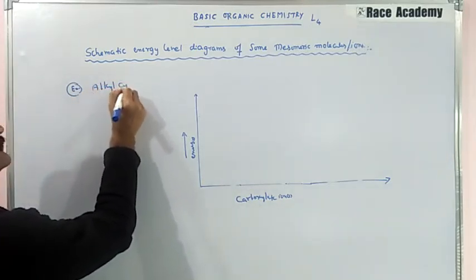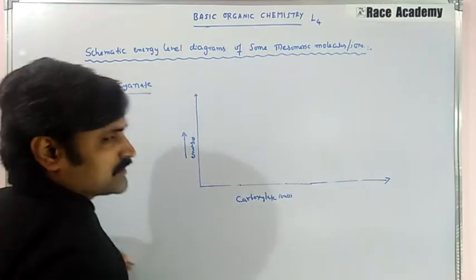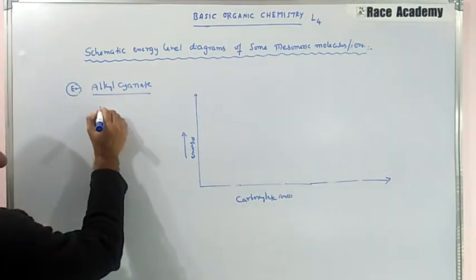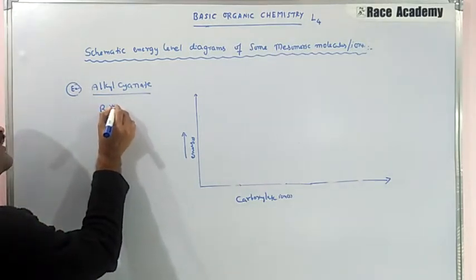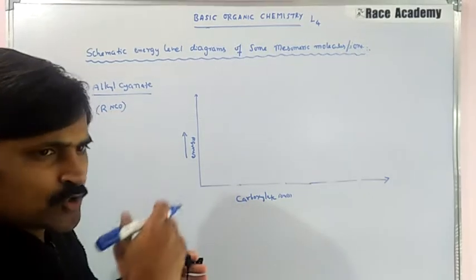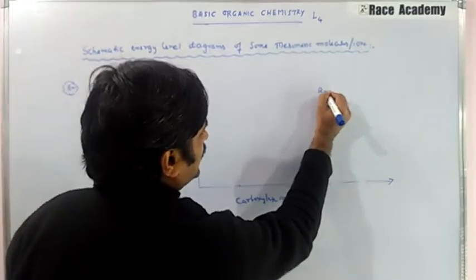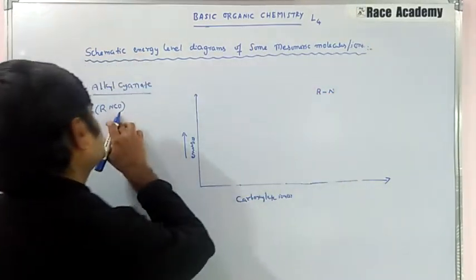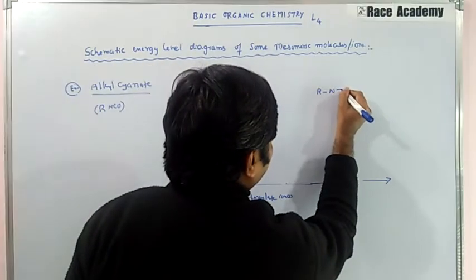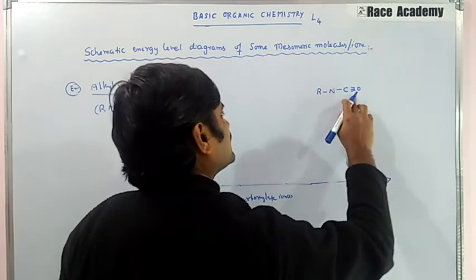Alkyl cyanate. Actually, it is RNCO. Its general formula is RNCO. In this, the alkyl group is linked with nitrogen with a single bond, and the rest is carbon that is linked with oxygen with a triple bond.